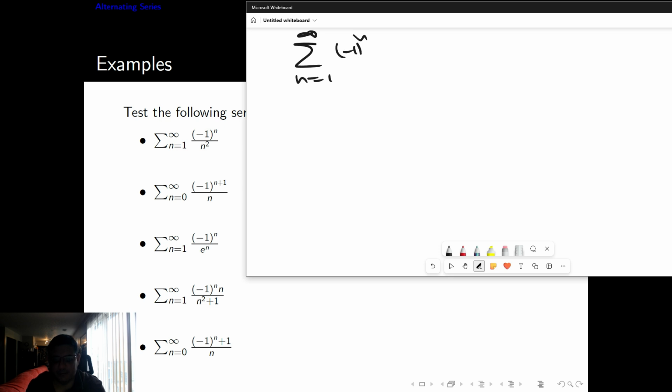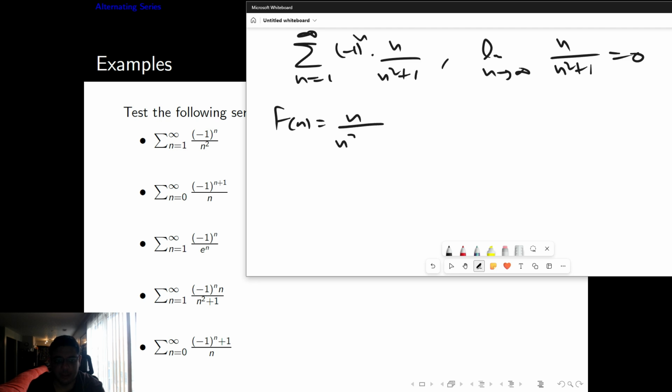Now here we have (-1)^n times n over n squared plus 1. For this type of function, it's very hard to try to prove that this is decreasing by using a direct comparison. We can certainly check that the limit is 0, since the bottom has a higher power than the numerator, so this is something we can establish very quickly. But if we use the function, we're likely to find out much more easily that it's decreasing by doing the first derivative test.